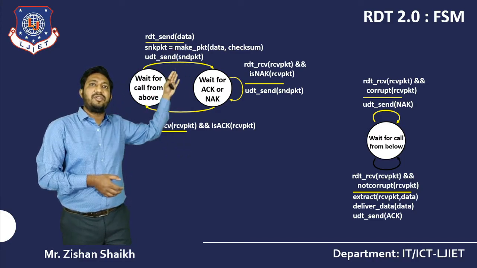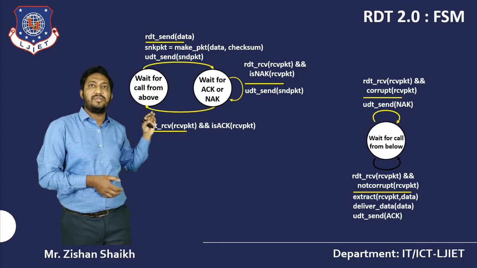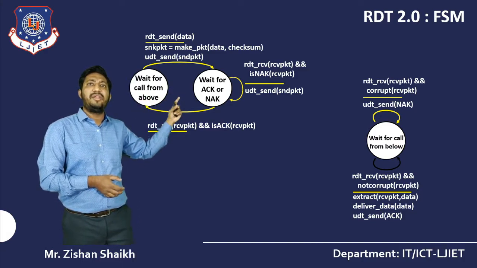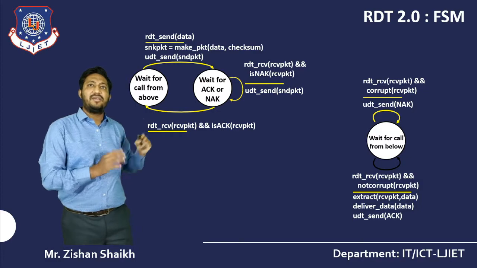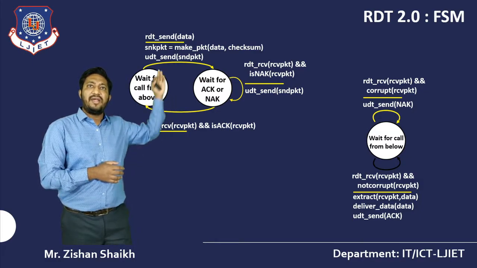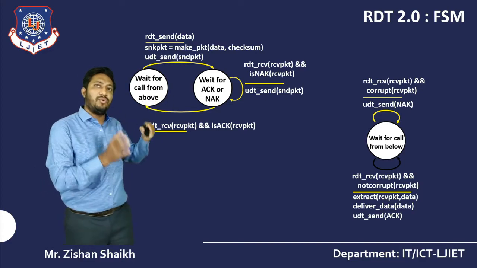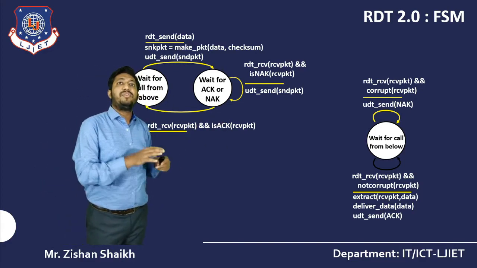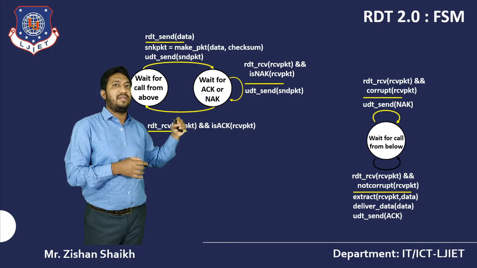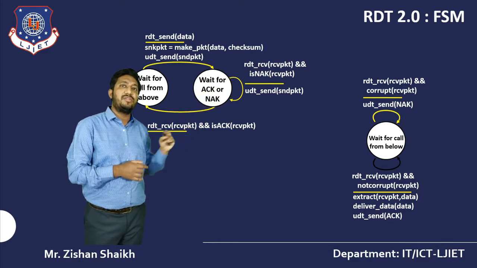Okay, these are the basic three methods we are taking from our first version. First it will be divided into two tasks. Wait for call from above, that is the case where the data is coming from the application layer and sent to our destination. Now the second event is wait for acknowledgement.